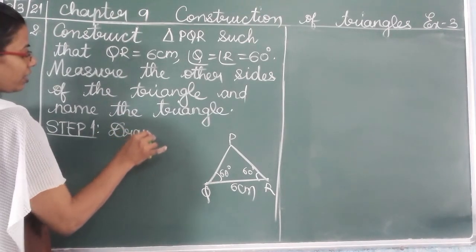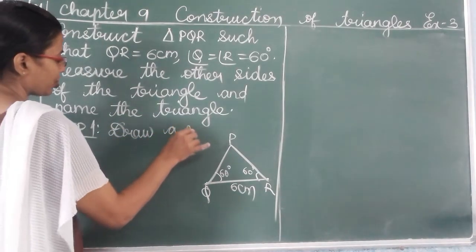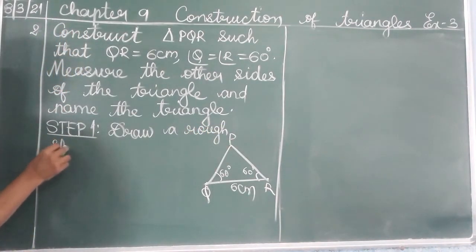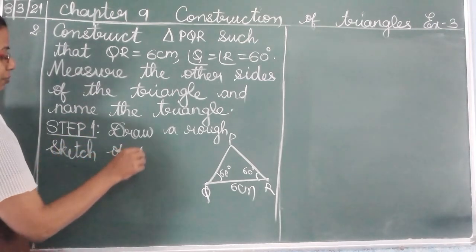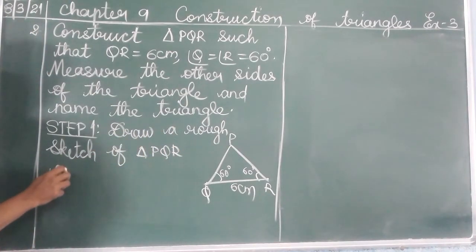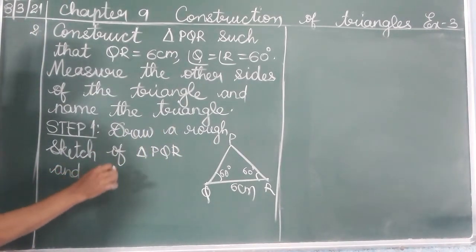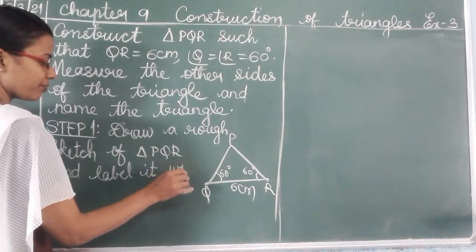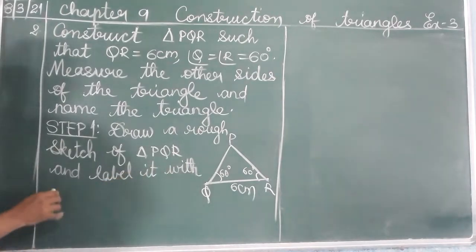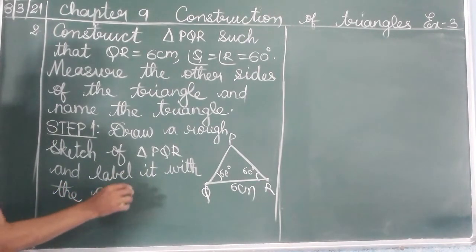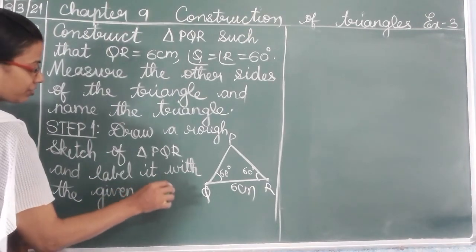Now let us write step 1. Draw a rough sketch of triangle PQR and label it with the given measurements.